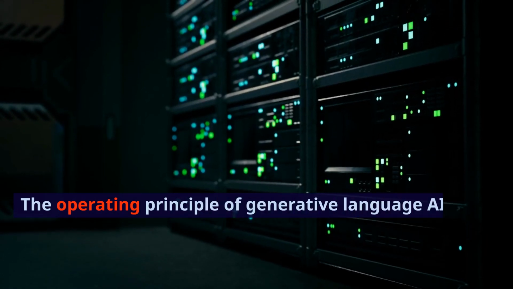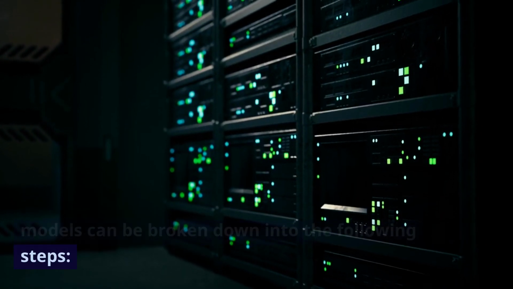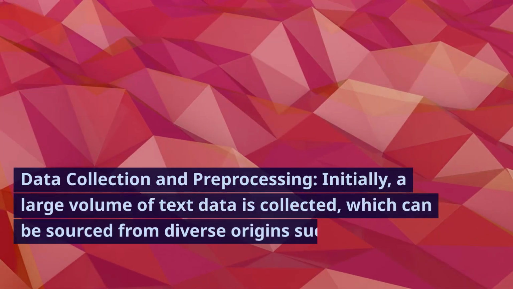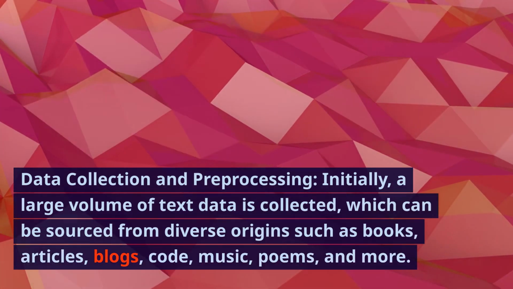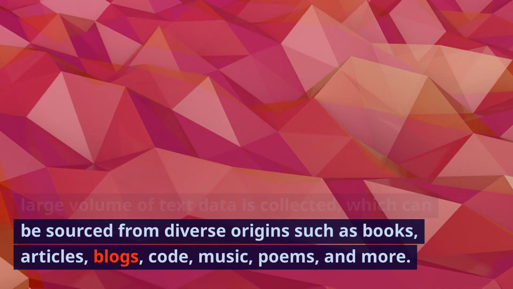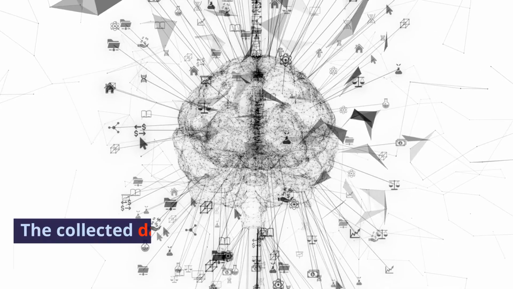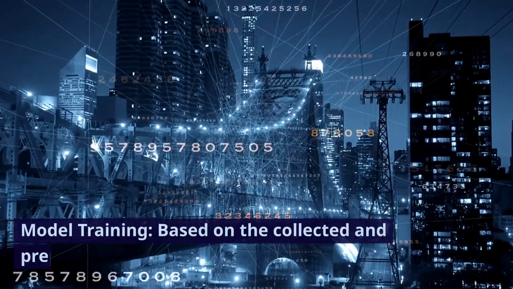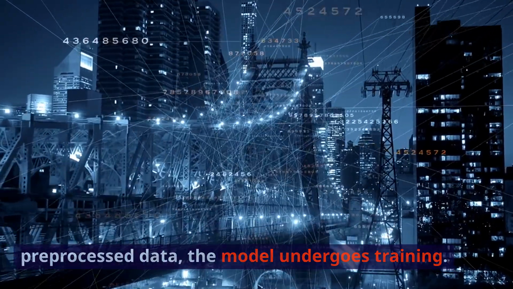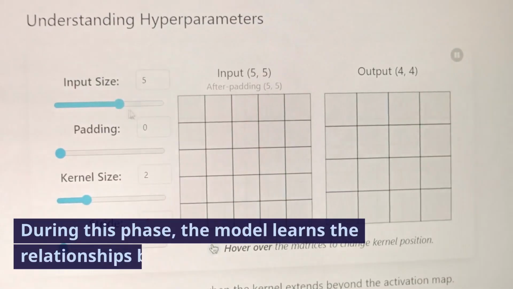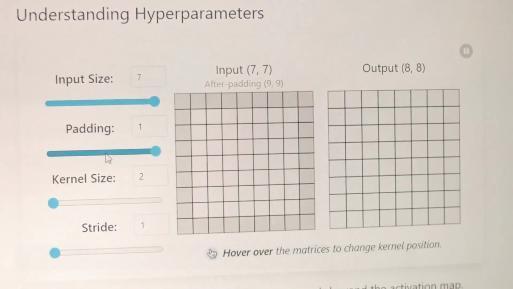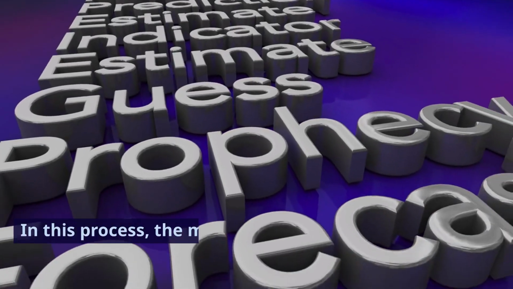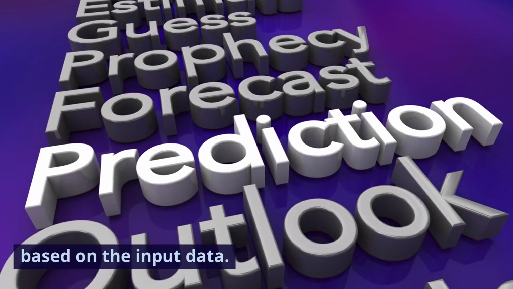The operating principle of generative language AI models can be broken down into the following steps. Data collection and preprocessing. Initially, a large volume of text data is collected, which can be sourced from diverse origins such as books, articles, blogs, code, music, poems, and more. The collected data undergoes preprocessing to prepare it for effective learning. Model training. Based on the collected and preprocessed data, the model undergoes training. During this phase, the model learns the relationships between input and output data. Text generation. Once trained, the model is used to generate new text. In this process, the model predicts the next word based on the input data.